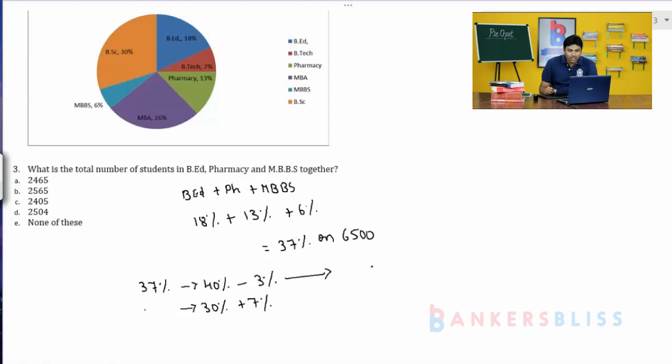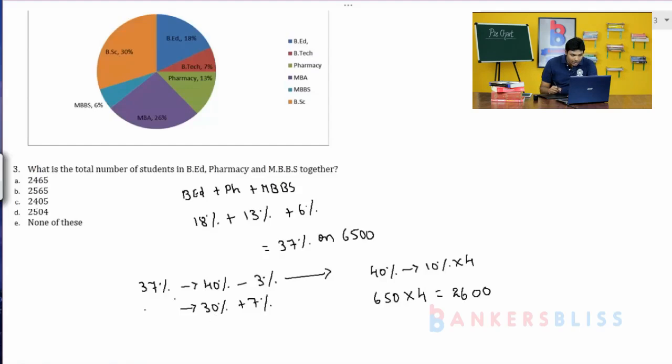So, 40% minus 3% you calculate. 40% means 10% into 4. 10% calculation is very easy. 650 is the 10% of 6,500, into 4. 5 4s are 20, 2 carry over, 6 4s are 24 plus 2, 26. So, 2,600 you got. Next, you have to calculate 3% and subtract.